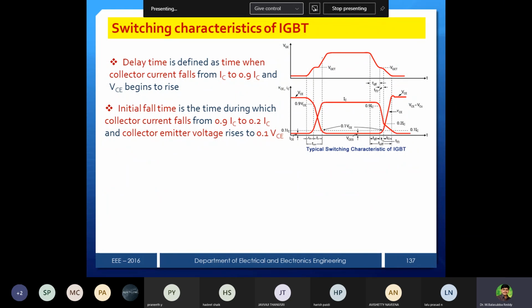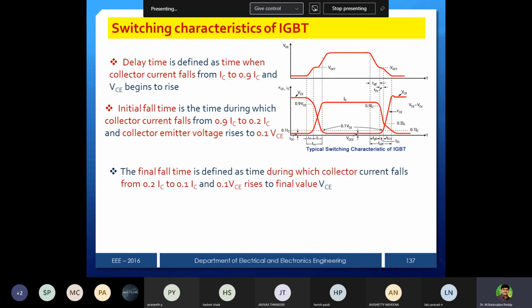And the collector to emitter voltage you can also see is going to rise from 10% onwards. Why is it going to rise? Because the device is going to be turned off. Once the device is completely off, the final voltage will be reached. Then the final fall time is during which the collector current falls from 20% to 10%.